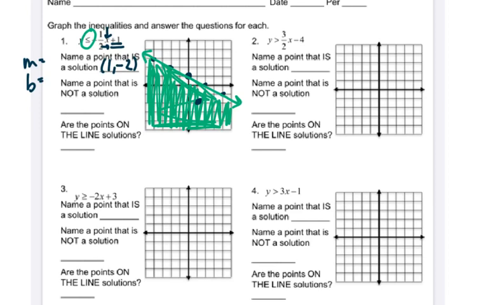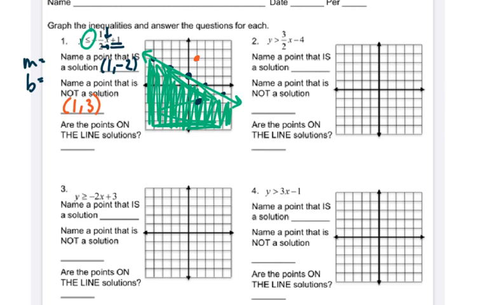So that is a point that is a solution. Now it says name a point that is not a solution. So anything in the not shaded area is not a solution. So let's go, I don't know, 1, 3. That's not a solution. That's not in the shaded area.